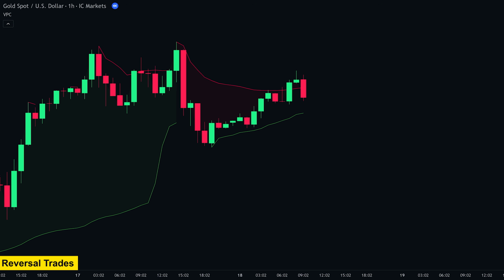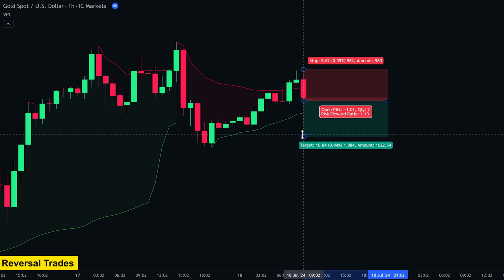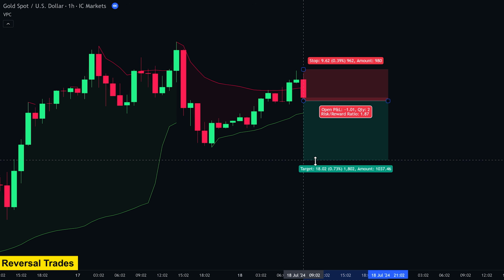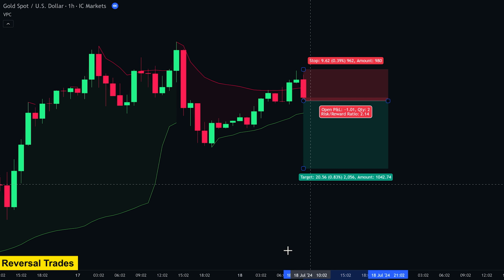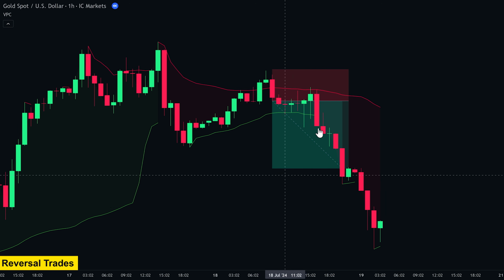You are going to look for price to spike well above the upper VWAP channel line. Then you wait for price to close back inside the channel with a strong bearish candle. Enter the trade on the close of that bearish candle. Place your stop loss just above the upper VWAP line. Set your take profit target at a 1 to 2 risk-to-reward ratio. If you let this trade run, you will see that price reverses smoothly and your profit target gets hit.